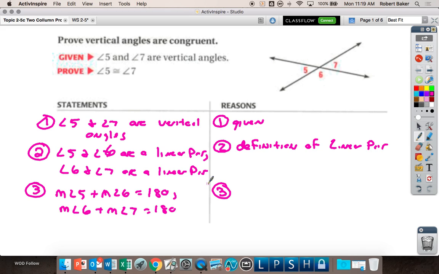Angle 5. Okay, but I'm still looking for a reason why 5 and 6 add up to 180. Definition of supplementary, because supplementary angles add up to 180 degrees. I want to make sure I give you the definition of supplementary angles the same weird way they write it, because we understand what we're saying. And I always go back and second guess myself on this.